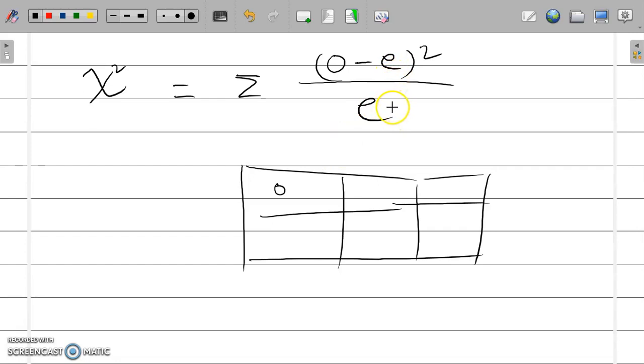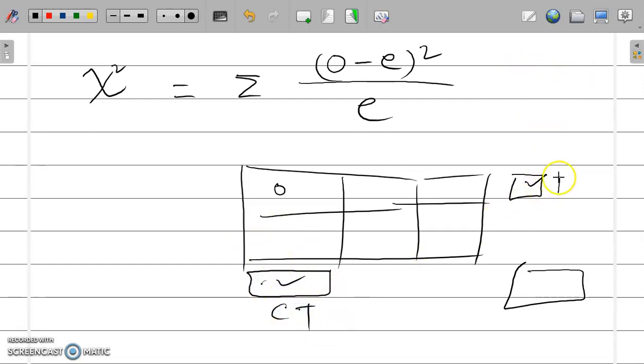For calculating the expected value, we need to calculate the row total of this. We write it here, and the column total. We also have the grand total, which is the total sample size, the total frequency, the sum of all the frequencies. So this is the column total, this is the row total. We multiply column total into row total and divide by total frequencies, whatever the total count is.